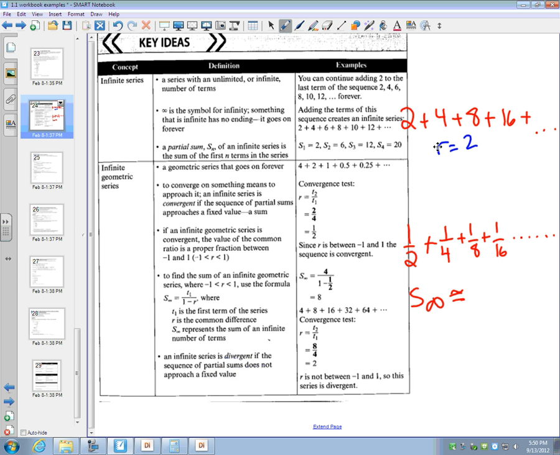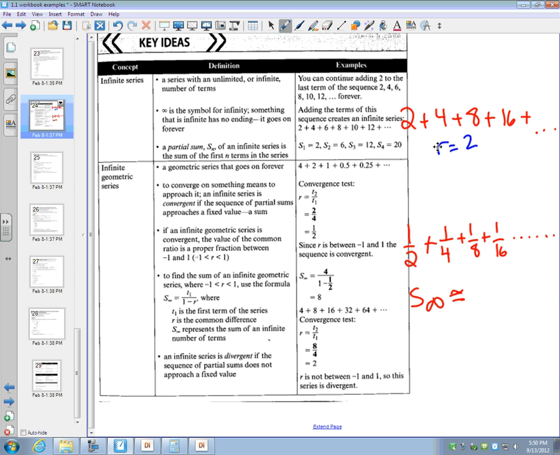If you go 1/2 plus a quarter plus an eighth plus a 16th, we keep getting tiny, tiny, tiny, and near the end it's going to be like we're adding 0. When it's like we're adding 0, it's going to approach a value, and that's what we're going to be able to find out. So, a couple of things we need to know.